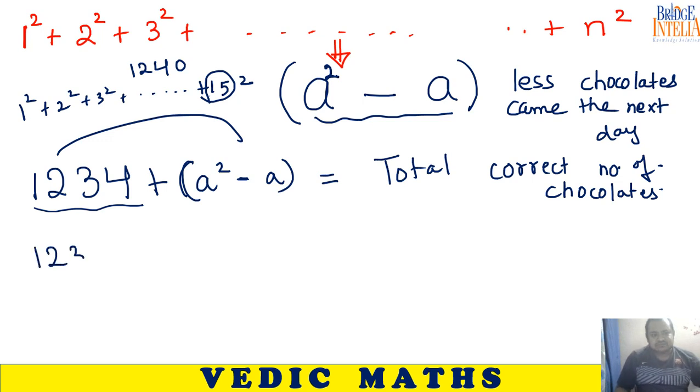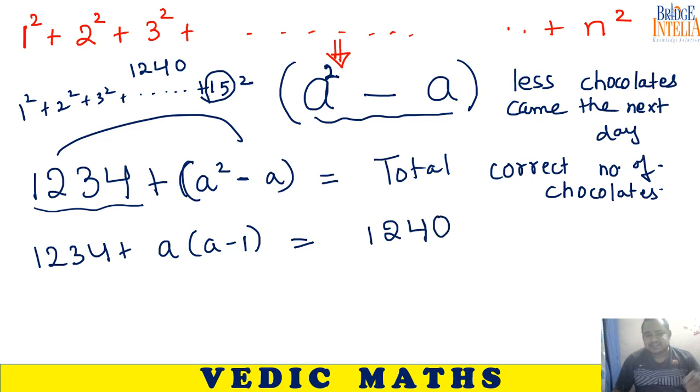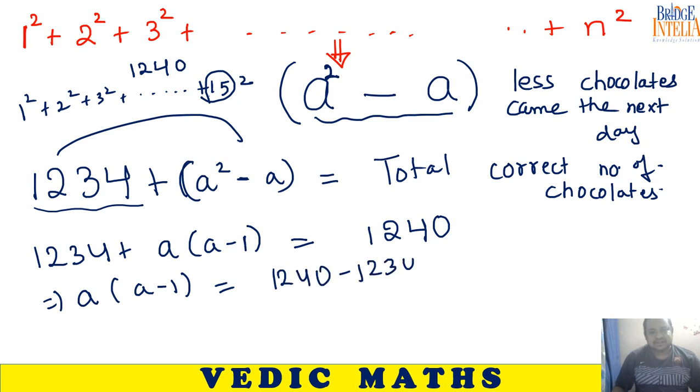So 1234 plus A square minus A, which can be written as A into A minus 1, is the real answer that the teacher was expecting. But one student made a mistake. So from here A into A minus 1 is equal to 1240 minus 1234, which is equal to 6.